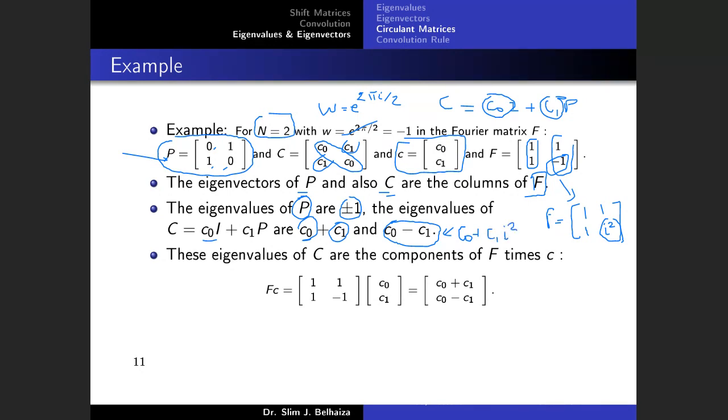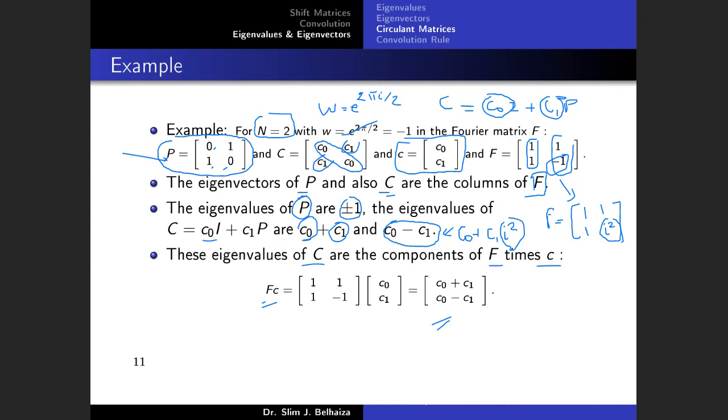Okay? So times minus 1. And these eigenvalues of C, in fact, are the components of F times c. So if you do the product, you can just verify that F times c gives them. You don't need to solve the eigenvalue problem for the circulant matrix C. You just need to multiply F by small c to get these eigenvalues.